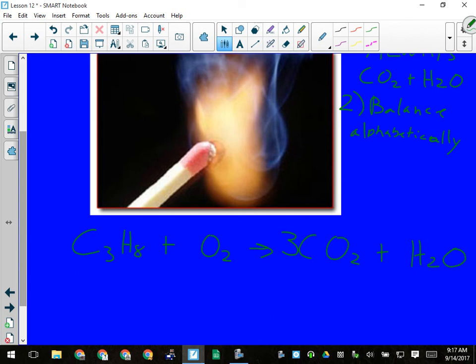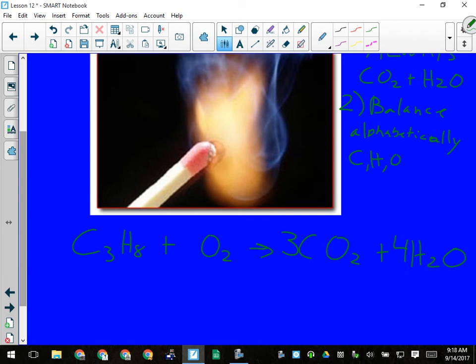So that would be C, H, O. The next thing I'm going to balance is the hydrogens. How many hydrogen on this side? 8. What do I need to put in front of water to get 8 hydrogens? 4, because 4 times 2 is 8. This is why I'm balancing oxygen last. I now know how many oxygens are on the product side because there are numbers in front of both compounds now.